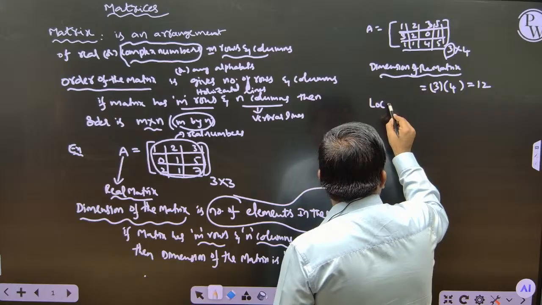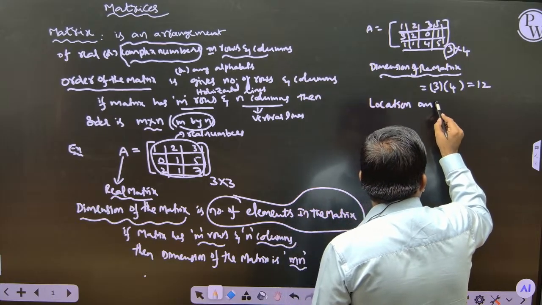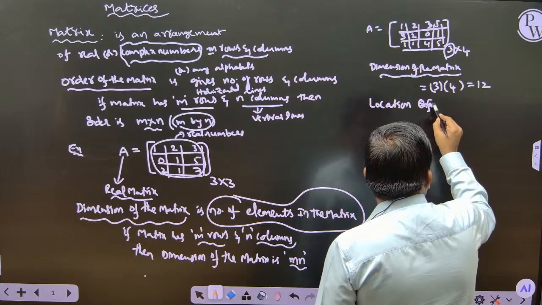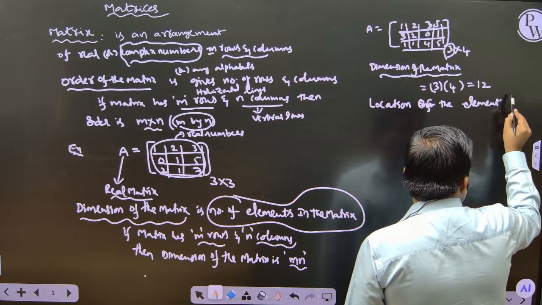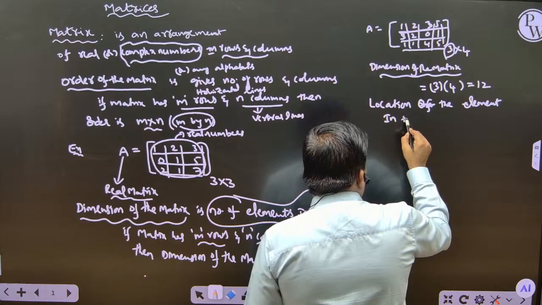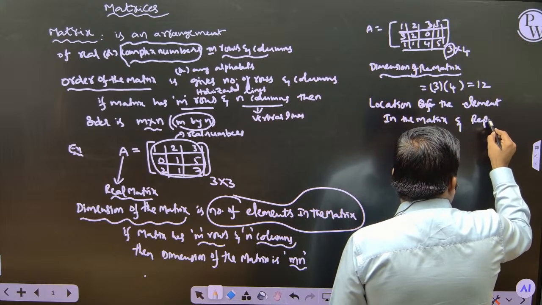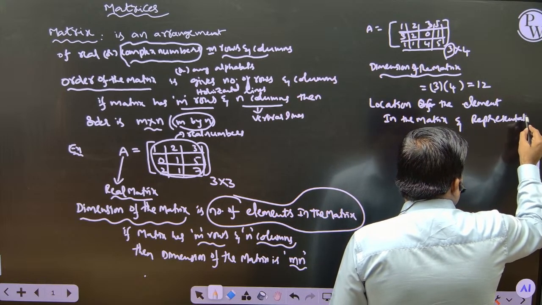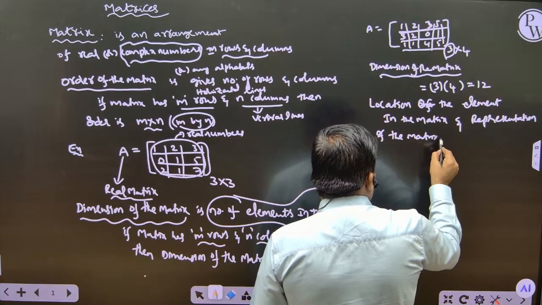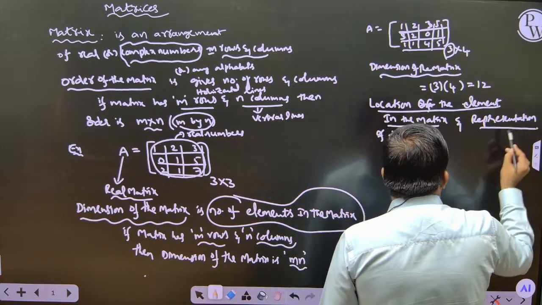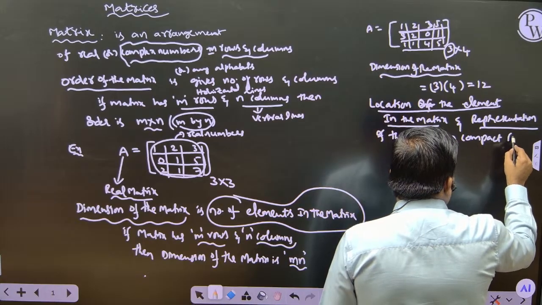Location of the element in the matrix, and representation of the matrix in compact form. Compact form means simplest form.